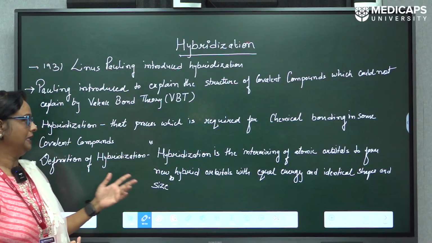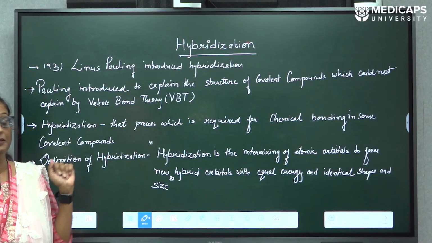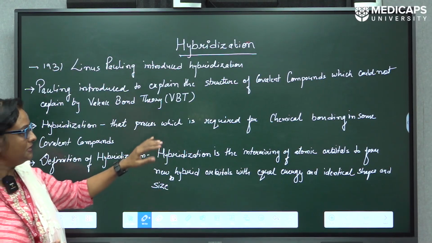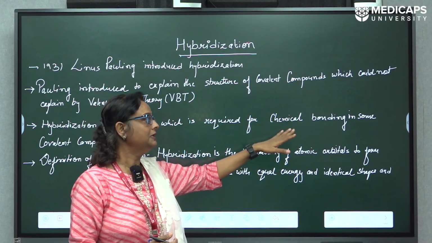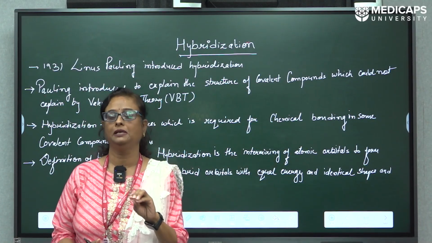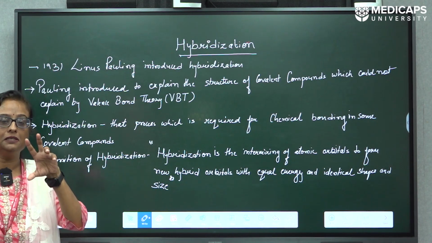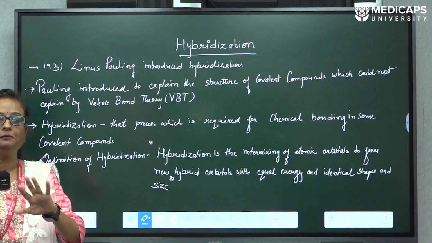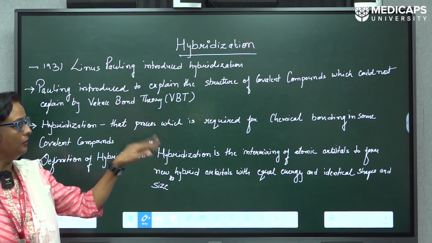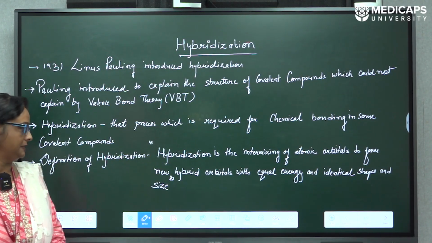Now what is hybridization? What is the requirement of this hybridization? Hybridization is mainly required for the chemical bonding in many covalent compounds. So we can say that chemical bonding sometimes cannot be possible without the hybridization process.